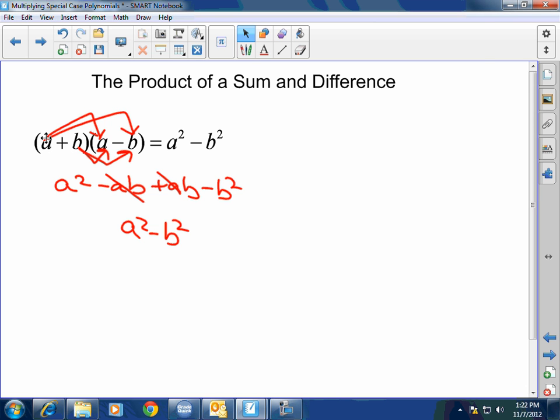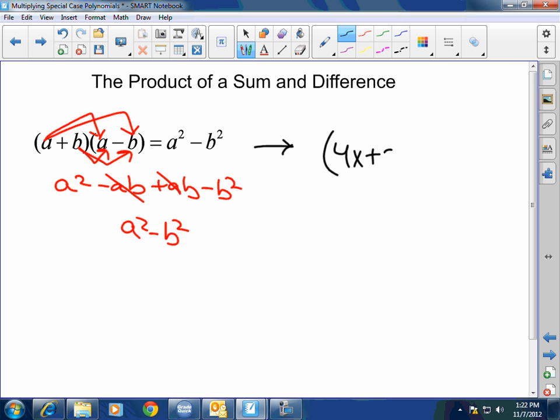I'm going to show you right now, my brother. So what he wanted is an example. So for example, what if I tell you this? 4x plus 3y times 4x minus 3y. Whenever your terms are exactly the same, but the only difference is one is being added and one is being subtracted, first term squared, 16x squared, minus the second term squared, 9y squared.